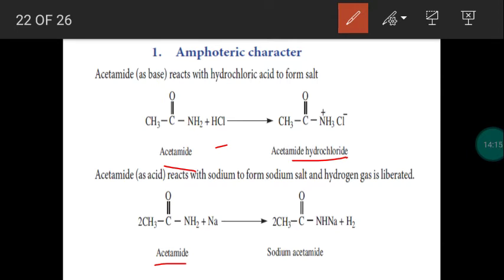Now what is the general nature of acid? If any acid is reacting with a metal, it liberates hydrogen gas. So we add metal with acetamide. If hydrogen is liberated, acetamide will have what nature? Acidic nature. So as we expect, with metal sodium, it liberates hydrogen gas along with the formation of a salt, sodium acetamide. So acetamide liberates hydrogen gas with sodium by forming the salt, sodium acetamide.